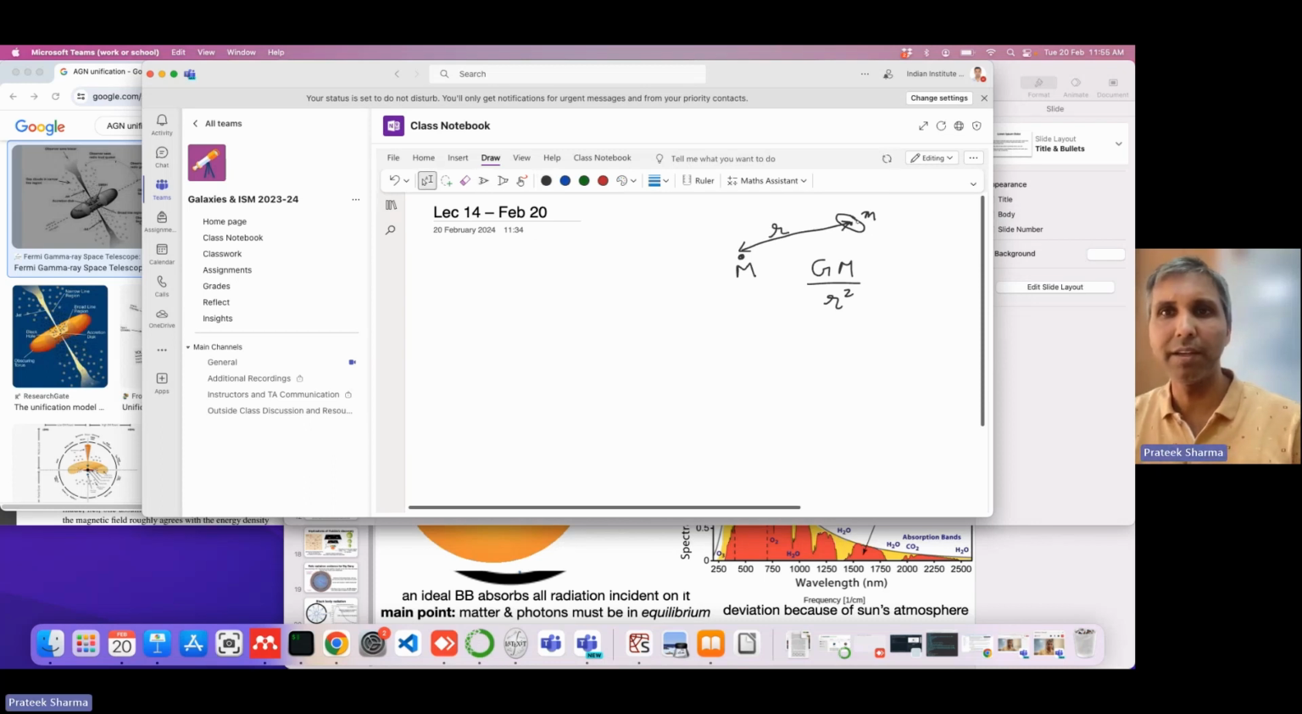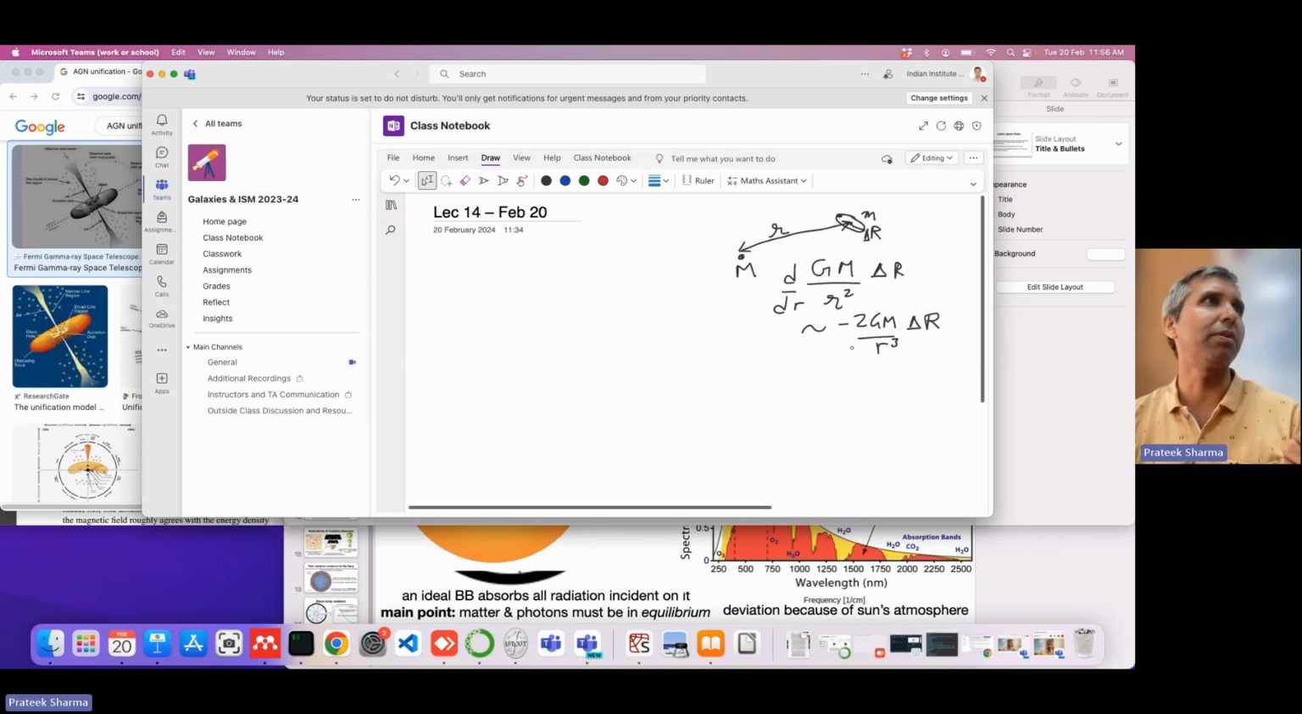And I'm sort of doing a Taylor series expansion. So d/dr times delta r. Delta r is the size of this object. So this is just minus twice GM by r cube delta r. This is the tidal force acting on this point of this body. I'm actually dropping factors of 2, so don't bother about that. The scaling is more important. This can actually be done much more carefully.